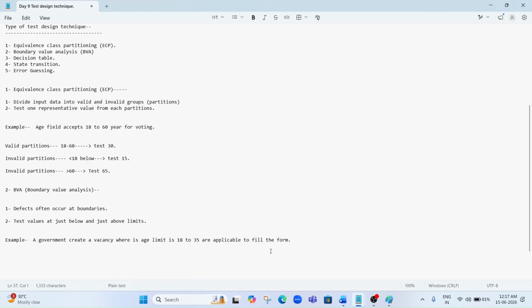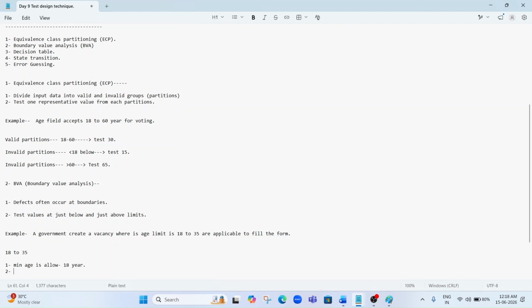What we will do, first we will check our scenarios, 18 to 35. So we will check the boundary. We will use three conditions here in this boundary. The first condition is the minimum age allowed, 18 years.